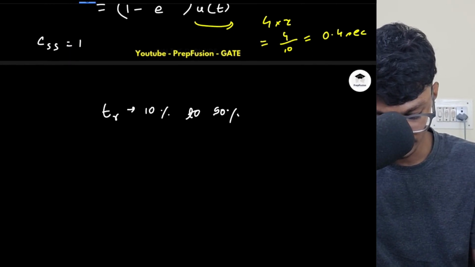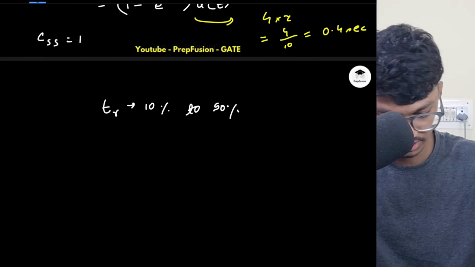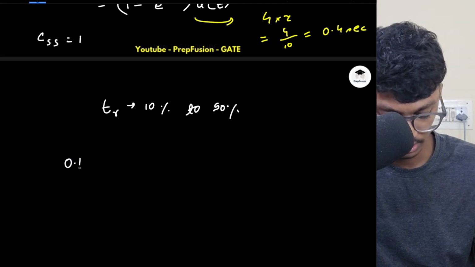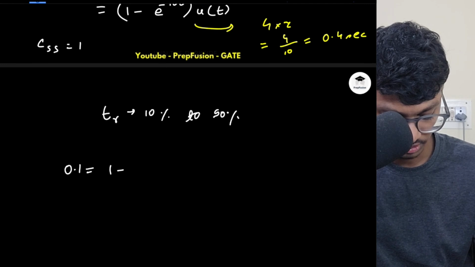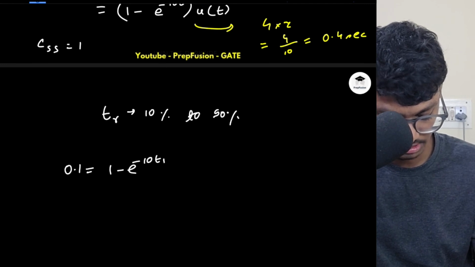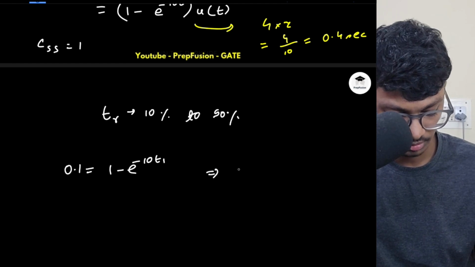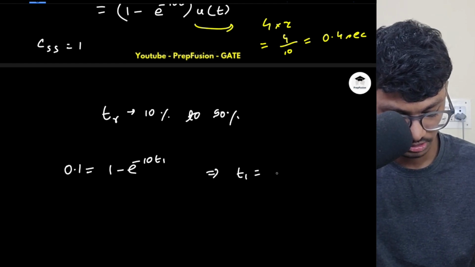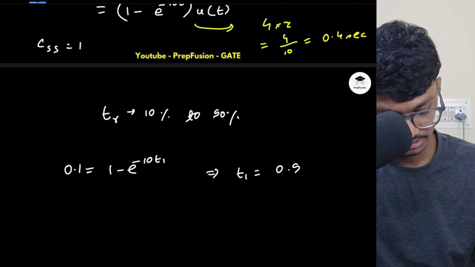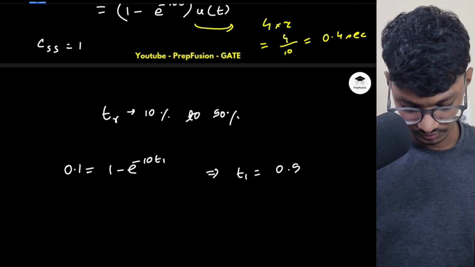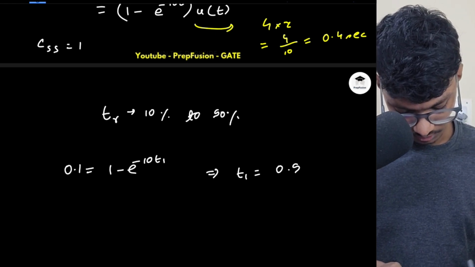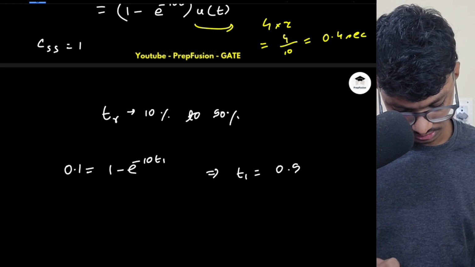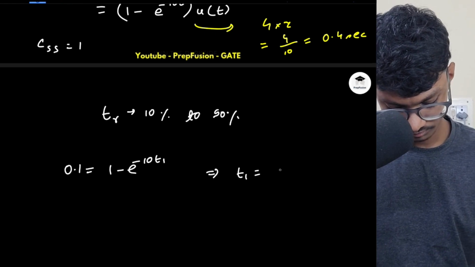So when do I reach 10% of this value? Let's assume at T1 I reach 10% of this steady state value. Then I will equate this with e raised to power minus 10 T1, so from here I will be able to find out my T1. I will just quickly write the value of T1. It will be ln 0.9 divided by 10, so it will be 0.01.